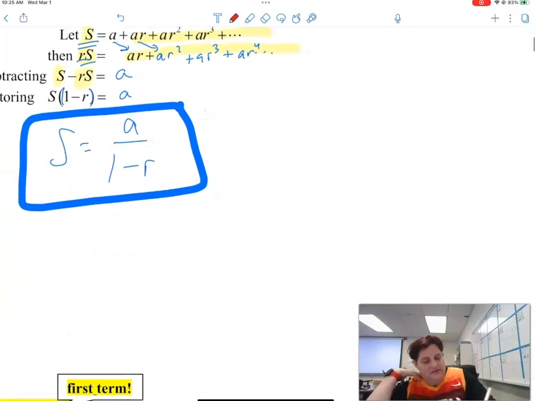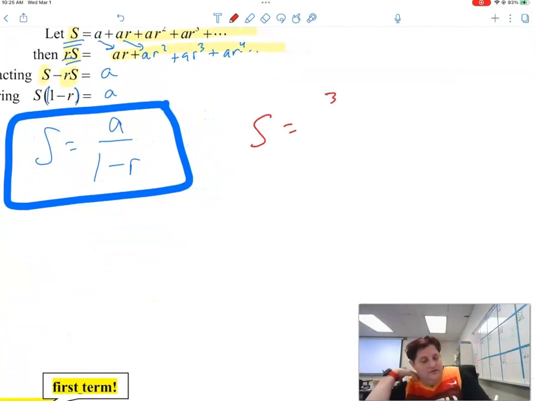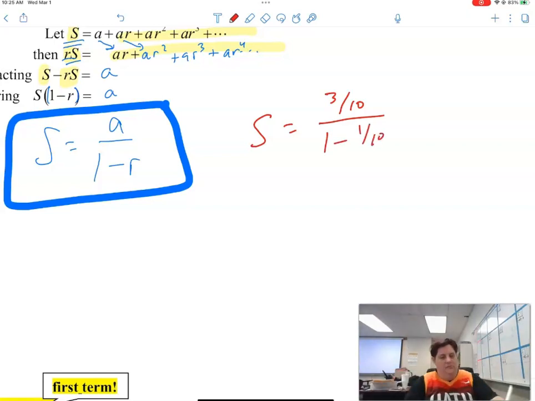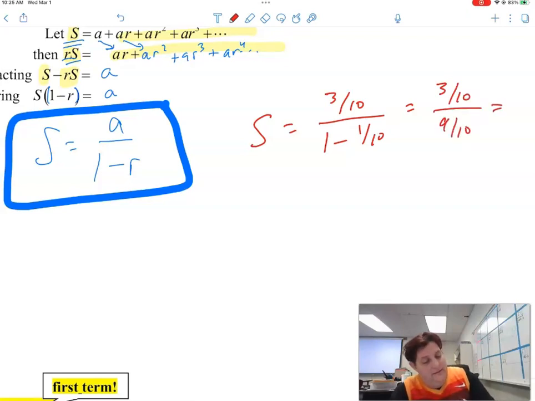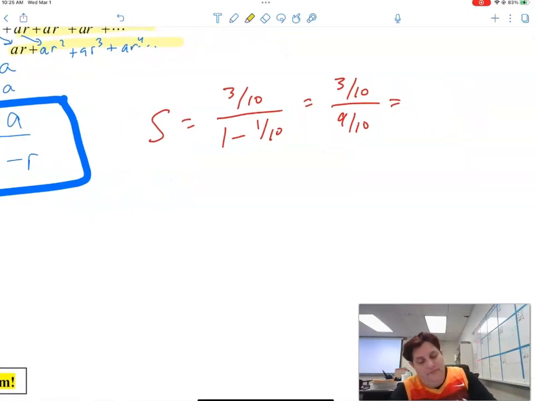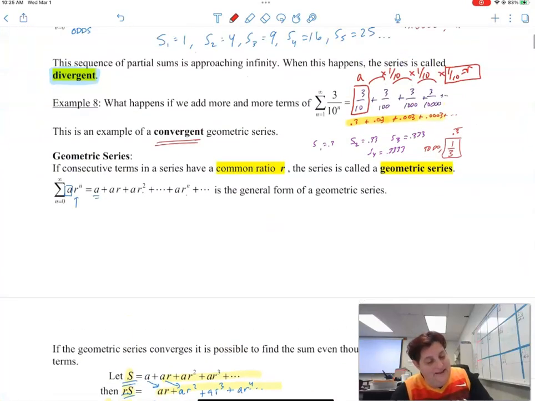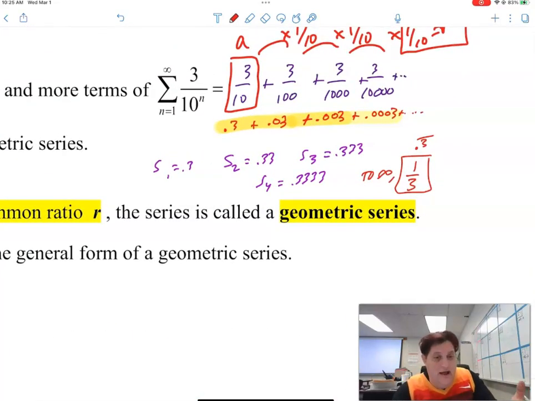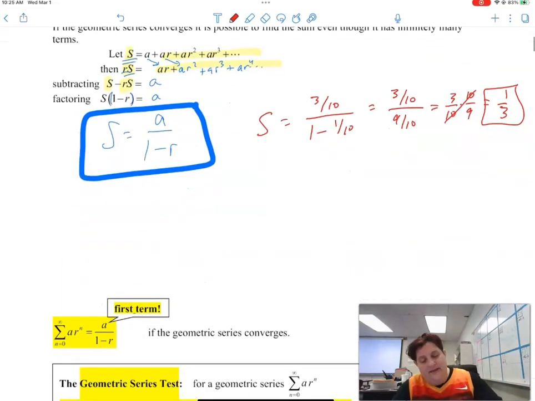So look, the sum of that infinite series was my first term over 1 minus the ratio, which was my first term over, now 1 minus 1/10 is 9 tenths. When I'm dividing by a fraction, it's the same as multiplying by the reciprocal. So I get 3/9 or 1/3. So the sum of that infinite series is 1/3, which we kind of figured out: if you keep adding 0.3, 0.03, 0.003, it eventually goes to 1/3. Okay, that's how that formula works.